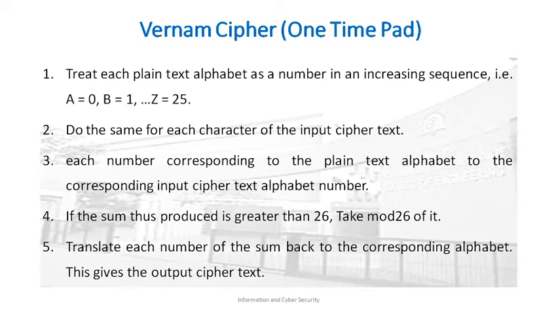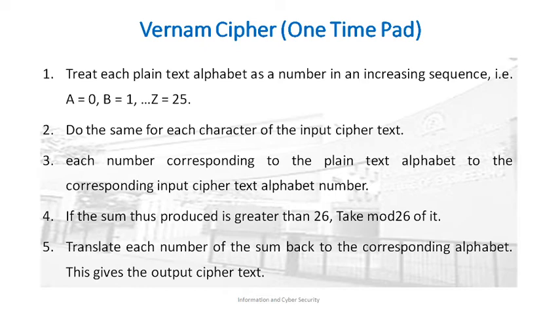The next technique is the Vernam cipher. It is also called a one-time pad. The algorithm for the Vernam cipher is: first step, treat each plain text alphabet as a number in an increasing sequence, starting from A equal to 0 up to Z equal to 25. Second step, do the same for each character of the input cipher text.